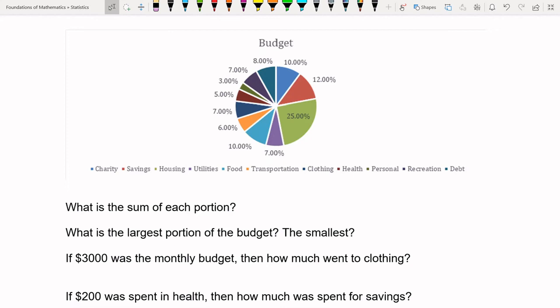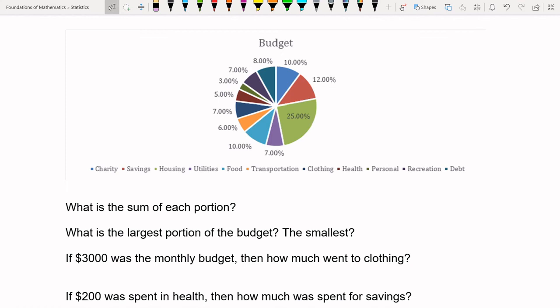Pie graphs, circle graphs or pie graphs are really great at showing a breakdown of a whole, and they excel especially at budgets. And so here I have a sample budget. We have different pieces here, and we have some questions using this thing. The first question should always be, what is the sum of each portion? Like, what's the sum of all the portions? That's what I mean there.